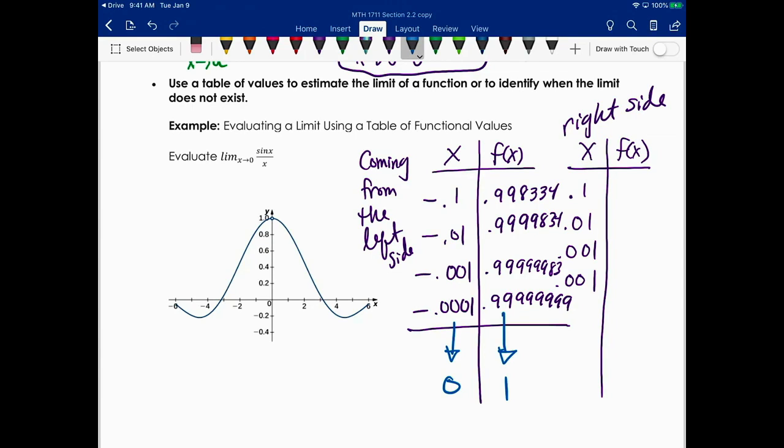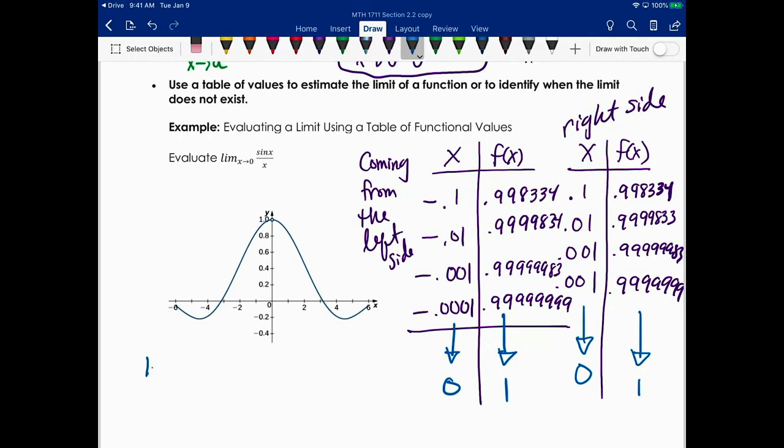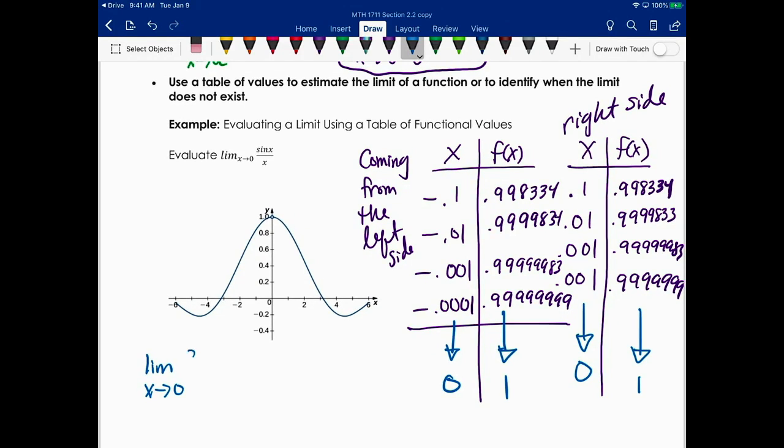Now when we do this for the right-hand side, if I start plugging in values, I'm going to get 0.998334. Then, when I plug in 0.01, I'm going to get 0.999983. And then it's going to keep going. So coming from the right-hand side, the value of my function is getting closer and closer to 1 as x is getting closer and closer to 0. So I can state that the limit as x approaches 0 of our function f of x is approaching 1.